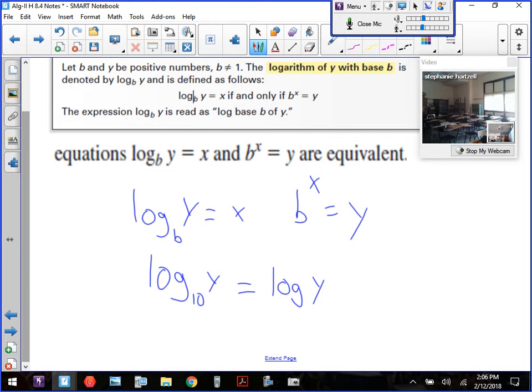It's kind of all weird. It's quite a log. I'm sorry, I didn't hear you. My ears are clogging. For the base 10?